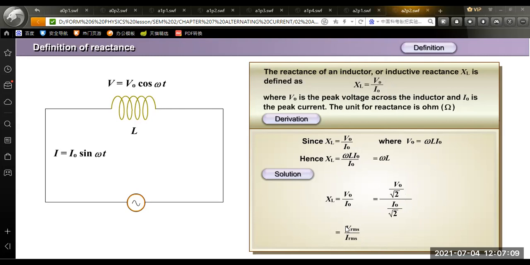So the reactance, or the resistance, will be equal to the ratio of V over I. If we use V naught, the peak voltage, we divide by the peak current. If we use VRMS, it will be divided by IRMS. That's all. Next.